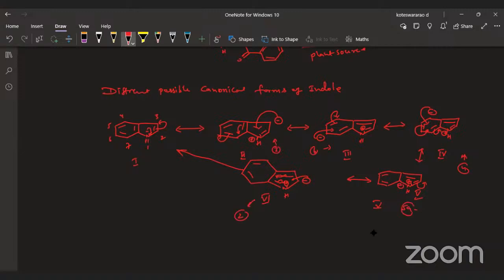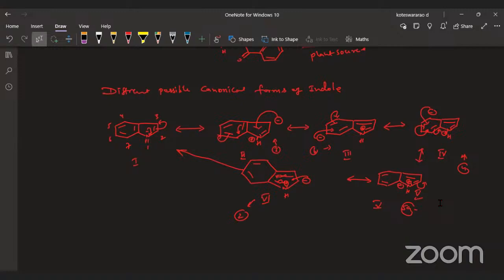That means all these positions have higher electron density. Once it is showing the negative charge on those positions, it indicates higher electron density on those positions. It will influence the reaction, and it will influence the chemical reactivity of this indole.